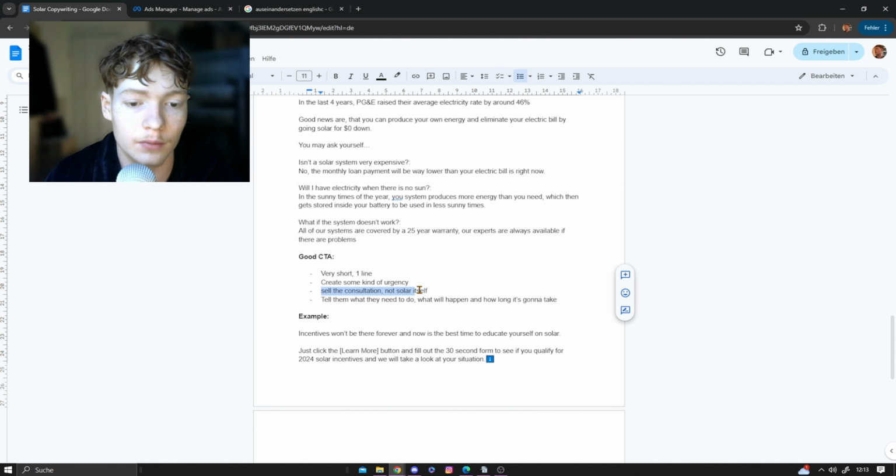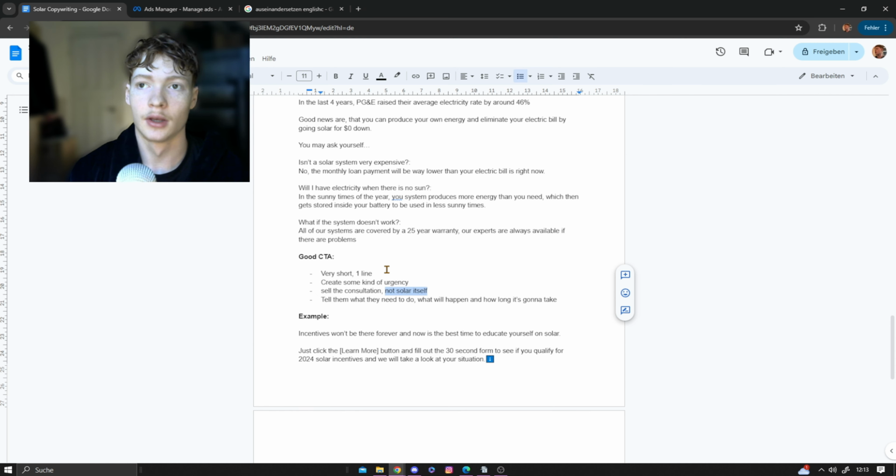You can also take it one step back and not even sell the consultation. You don't even need to say, book your free appointment right now with this button. For some people, this is still uncertain, they don't want to do this maybe. So you want to just get them in as a lead. So you give them something.